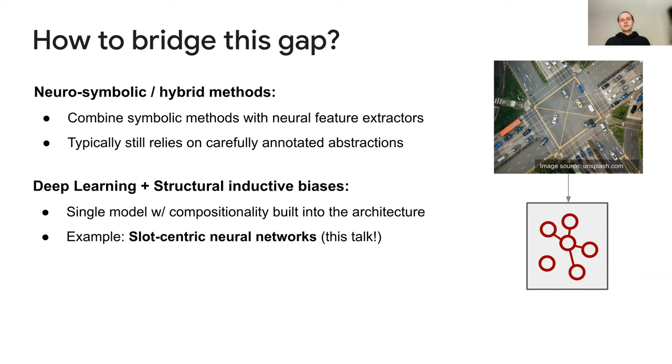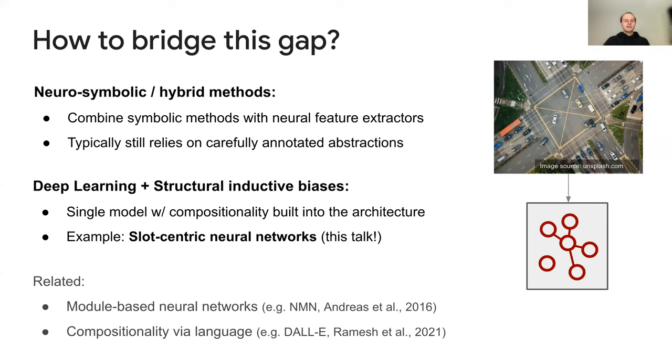It's differentiable. We can train it with gradient descent and all the infrastructure we have, but it has compositionality built into the architecture. This can look very different depending on the type of application, and there's of course a lot of work in this space, but I want to focus on one particular example in this talk, which is slot-centric or slot-based neural networks. I'm going to talk more about what I mean by that.